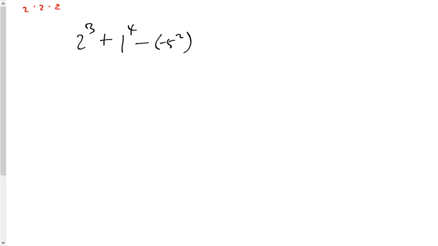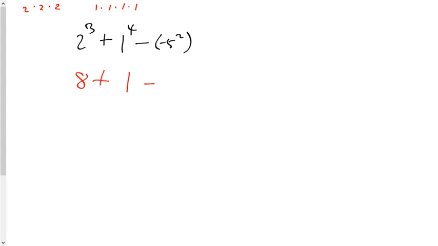2 times 2 times 2, which 2 cubed would have a standard form of 8, plus 1 to the exponent of 4 is 1 times 1 times 1 times 1, which no matter how many times you multiply 1 by itself will always be 1. A common mistake there would be what number? 4. A lot of times you see 4, even with the smartest of people.